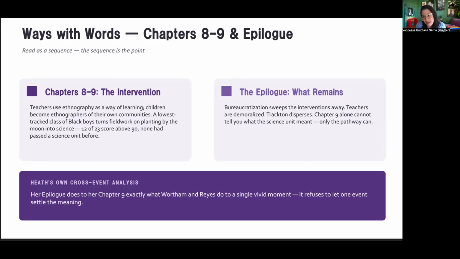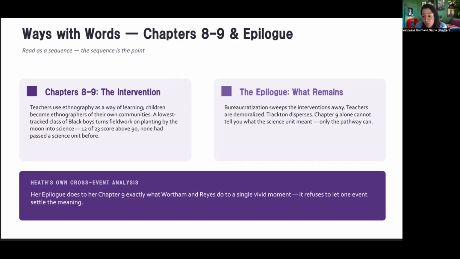Then the epilogue arrives and the interventions are gone. Bureaucratization has swept them away. The teachers are demoralized. Trackton has despaired. And now you have to ask the question the whole week is about. What did that science unit actually mean? You cannot answer that from chapter 9. You can only answer it across the pathway.